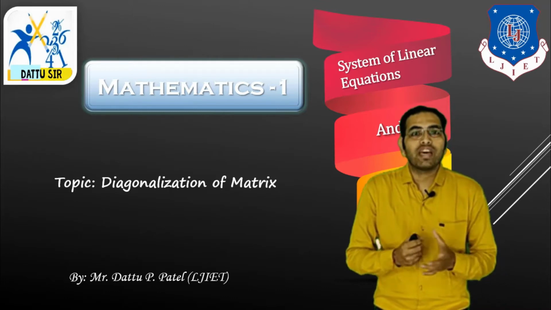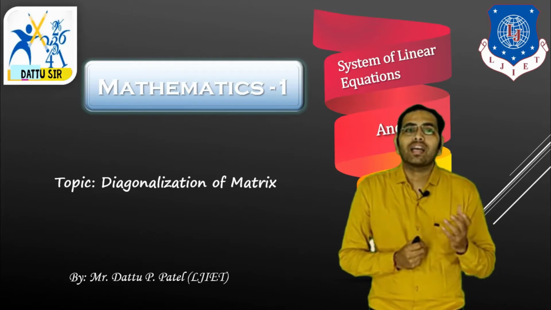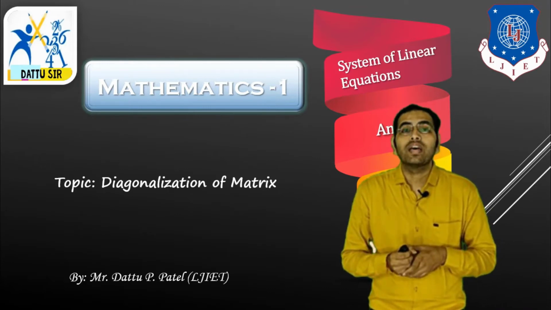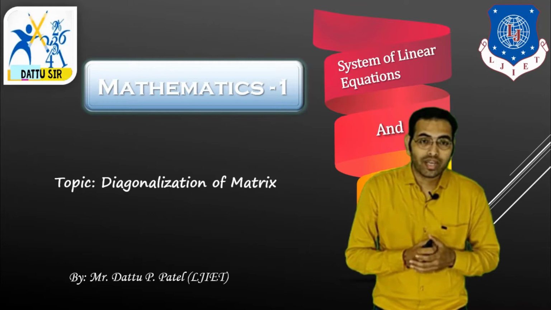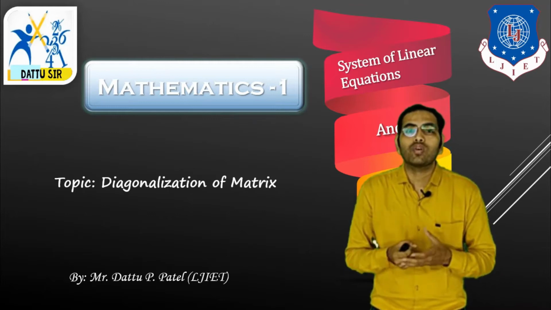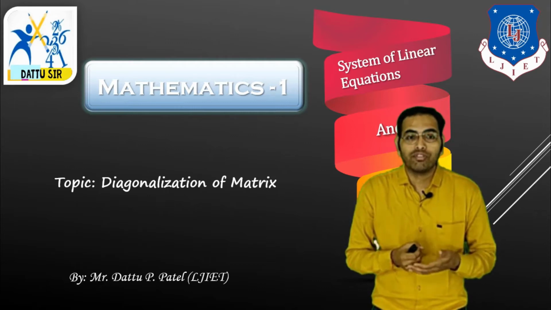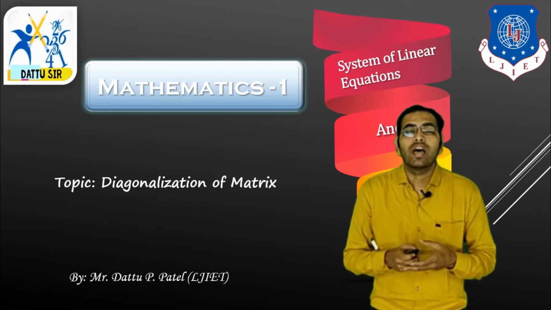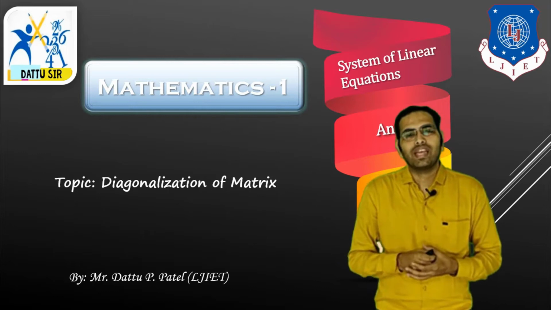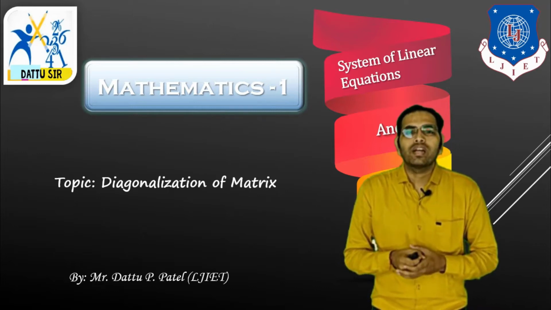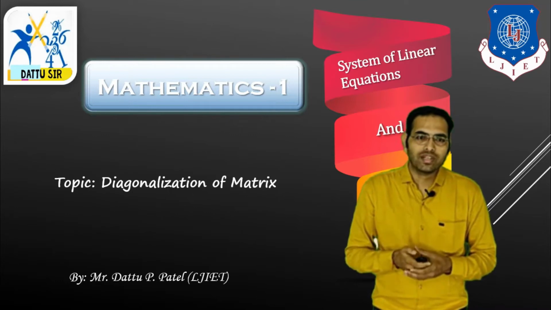In the earlier lecture, we already discussed eigenvalues, eigenvectors, basic properties of eigenvalues and eigenvectors, and examples based on those properties, and finding eigenvalues and eigenvectors with the help of the characteristic equation, and we also discussed the Cayley-Hamilton theorem. Today's session we are going to discuss the diagonalization of a matrix.